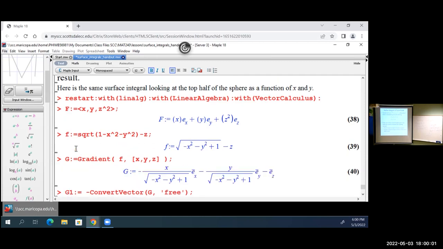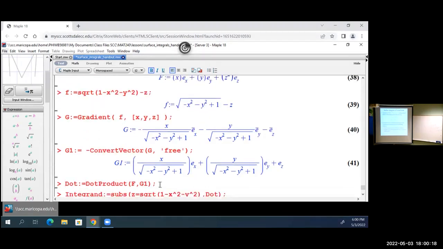I'm going to find that gradient. Yes, it is a little bit messy. We could have done it by hand, but we don't need to. Now look, my z component is negative, right? We wanted the z component to be positive, so I'm going to swap the sign on it. And now I don't have to do any conversions. I'm dotting f with this gradient.